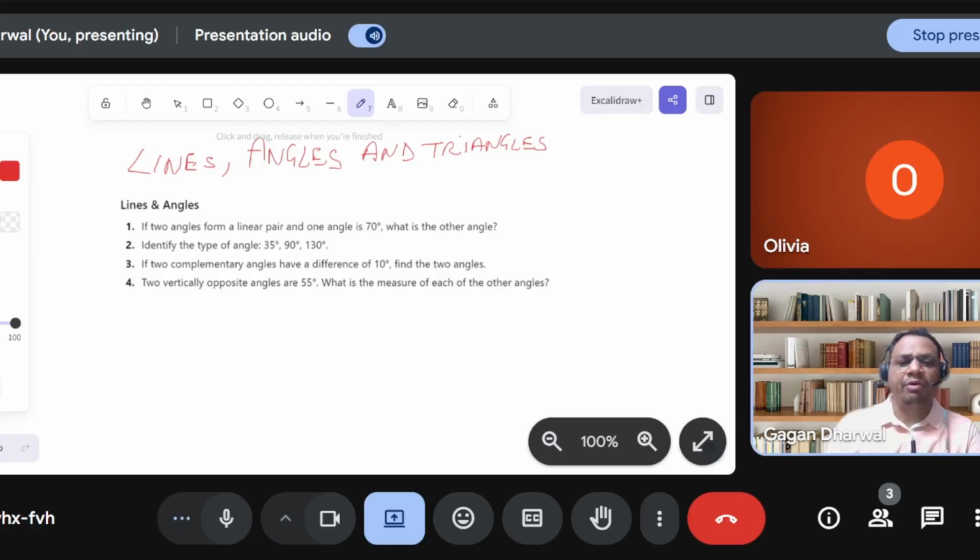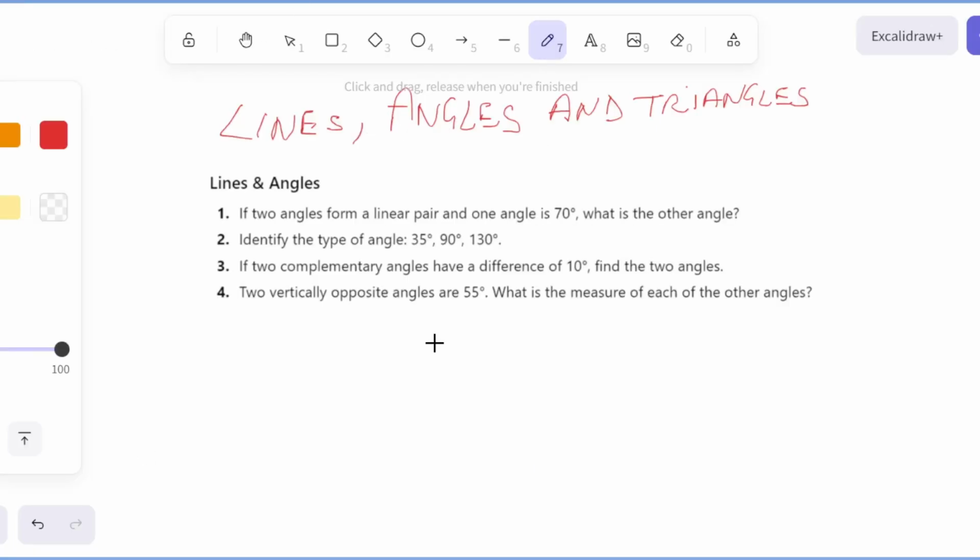What is the sum of all the angles on a line? If we draw one straight line, the two angles form a linear pair. What do you mean by a linear pair? Linear pair means angles on a straight line, right? So, what is the sum of all the angles on a straight line?